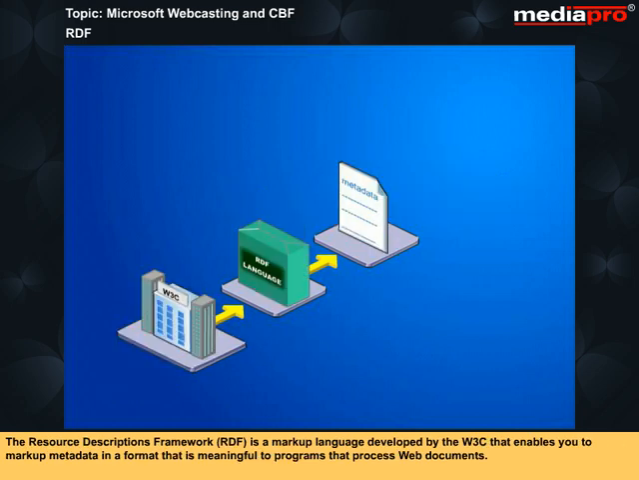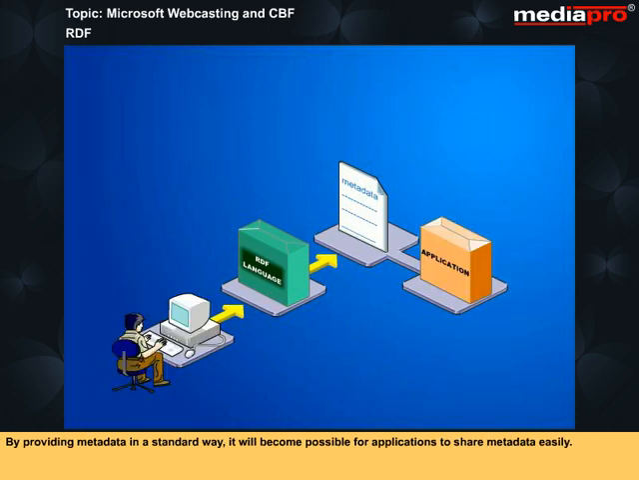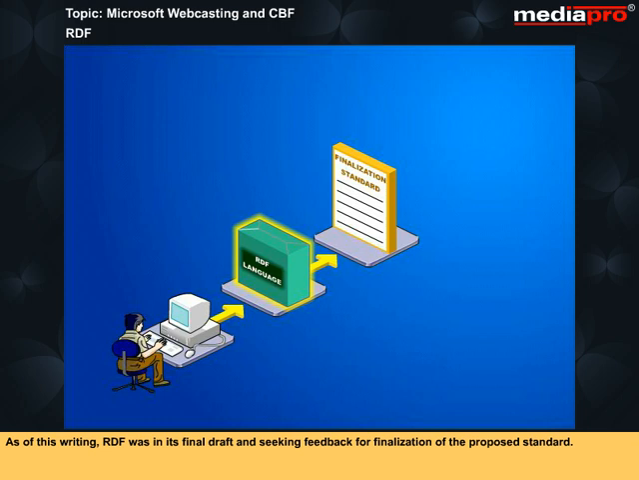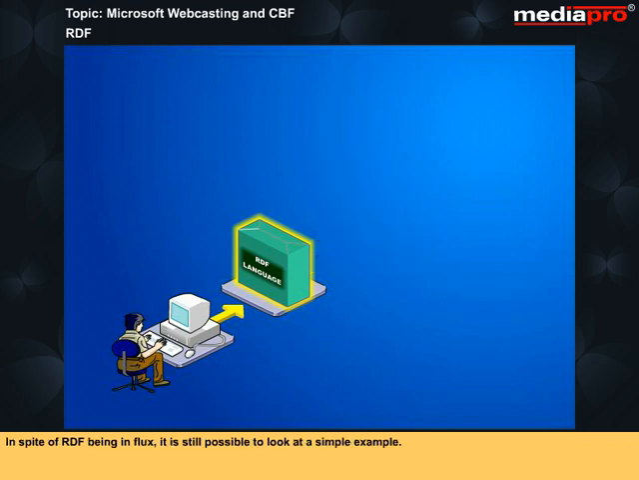The Resource Description Framework, or RDF, is a markup language developed by the W3C that enables you to mark up metadata in a format that is meaningful to programs that process web documents. By providing metadata in a standard way, it will become possible for applications to share metadata easily. As of this writing, RDF was in its final draft and seeking feedback for finalization of the proposed standard. In spite of RDF being in flux, it is still possible to look at a simple example.